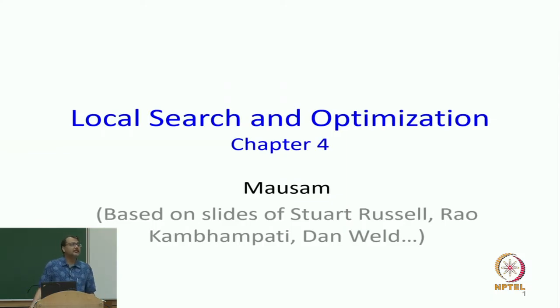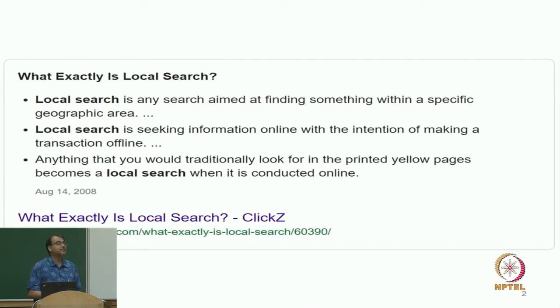So, what exactly is local search, and why are we going to study this, and what is so special about it? This is the goal for today. When you think of the word local search in the modern day and age, we think about something like this: tell me all restaurants near IIT. So, when in doubt, consult Google, of course, this is the rule in life these days. And local search, it says, is any search aimed at finding something within a specific geographical area.